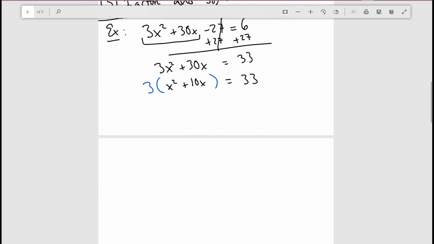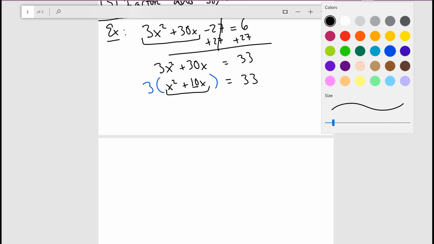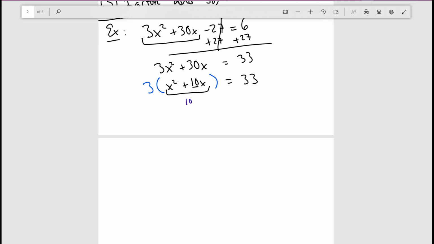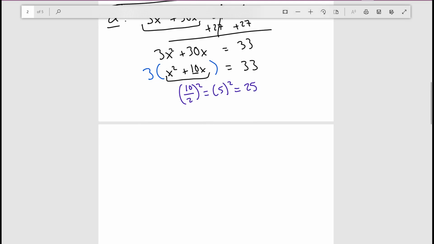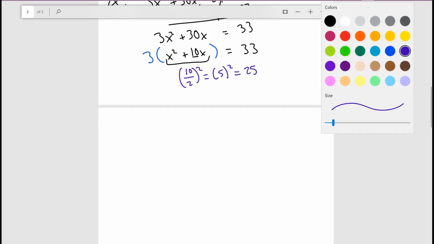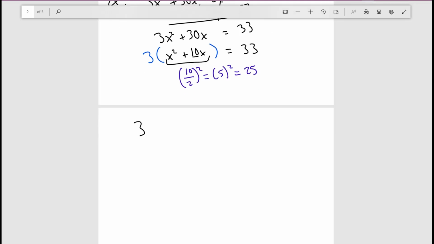Now that I have my factored form, I kind of have what I want. Here's my b term, this 10. I'm going to take the 10, divide it by 2, and then square it. So this is going to give me 5 squared, which in turn gives me 25. Now let's do this problem really carefully. So I'm going to have 3 times x squared plus 10x equals 33.